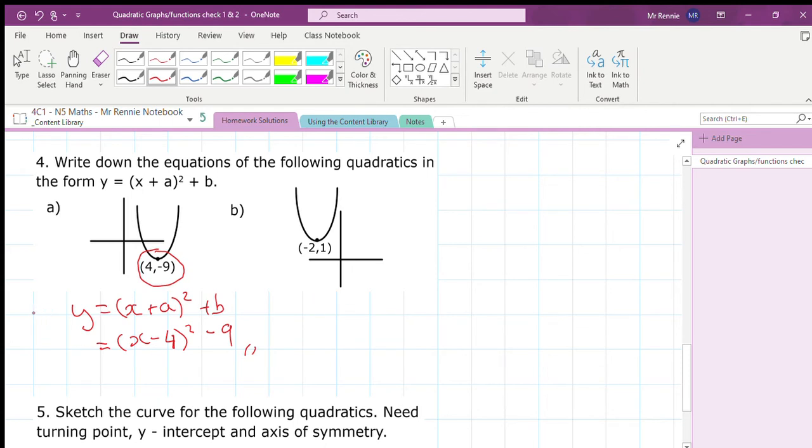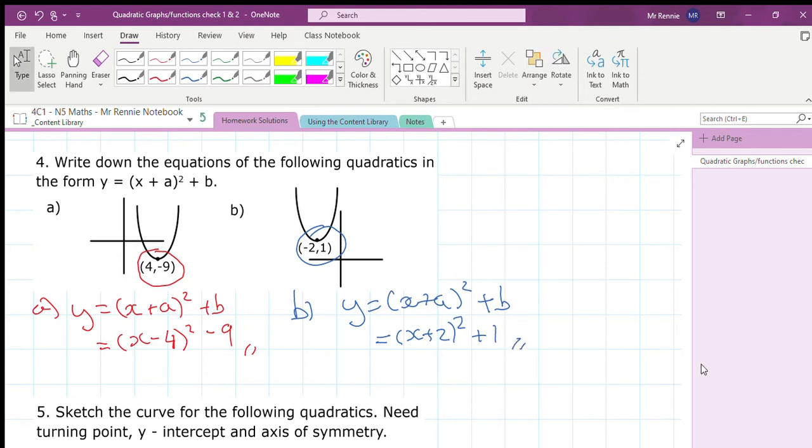For part B, sorry, for part A. For part B, if I just change my pen colour again, you'll see I'm going to use my coordinate here to help me with it. So it's going to be of the form y equals x plus a all squared plus b. I've got a minus 2 as my x coordinate, therefore I change the value of that. So it's going to be x plus 2, still all squared. Then it's plus my y coordinate, so I've got plus 1 there. And those are my two equations written down.